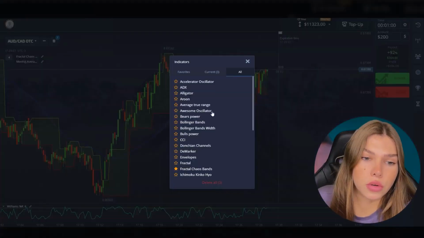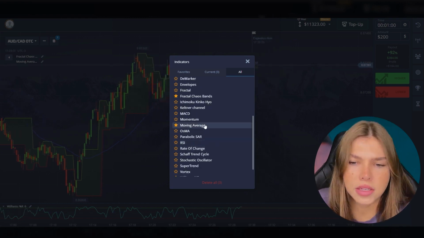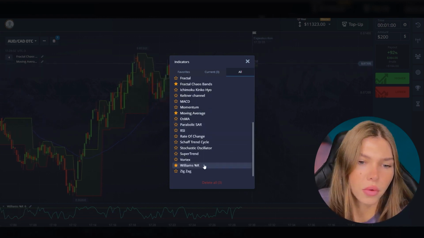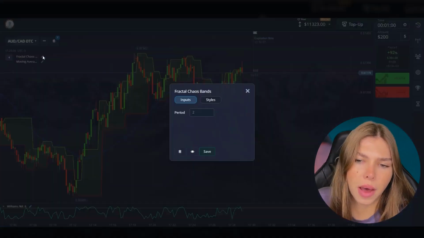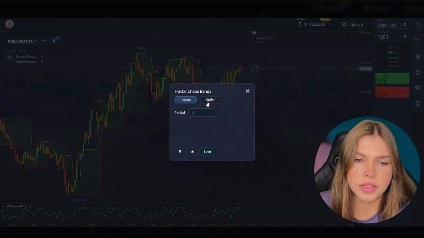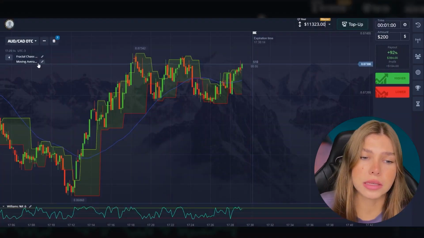Let's get to it. So, we only need 3 tools for this strategy, namely Fractal, Moving Average, that is the moving average, and Williams R. So let's move on to setting them up. Fractal, we put period 2 in style. You can change the color, but I did not change the color because this color suits me.